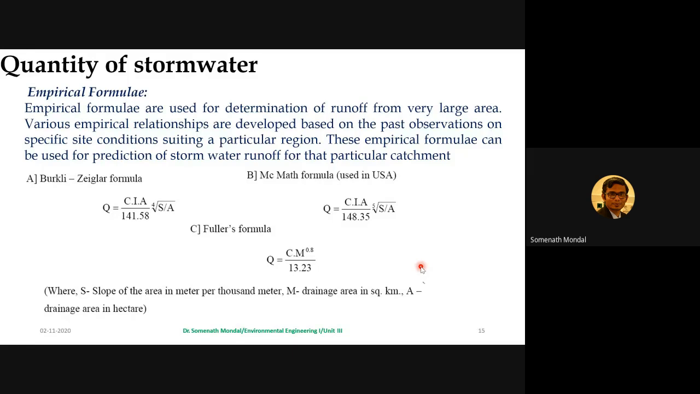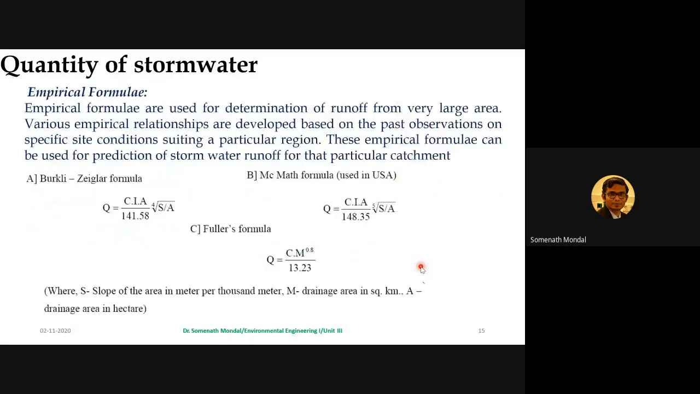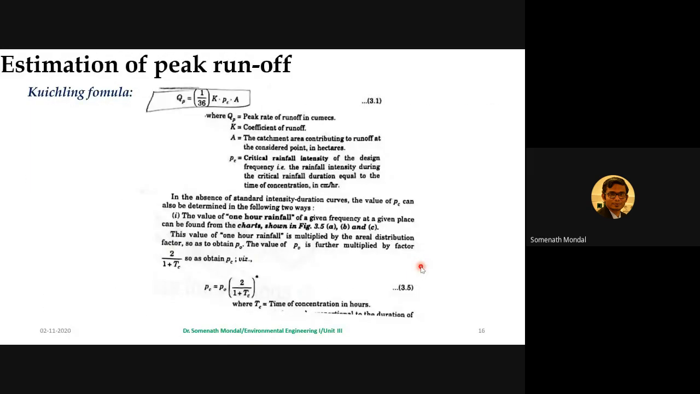S is always presented in meter per 1000 meter. M is always in square kilometer, and A, as you know, is in hectare in these three cases. However, in the previous case, we discussed that in the rational formula, our A was in square kilometer. So these things have to be kept in mind. Another very important formula is Quichling's formula. This is the formula which we'll be using most of the time.